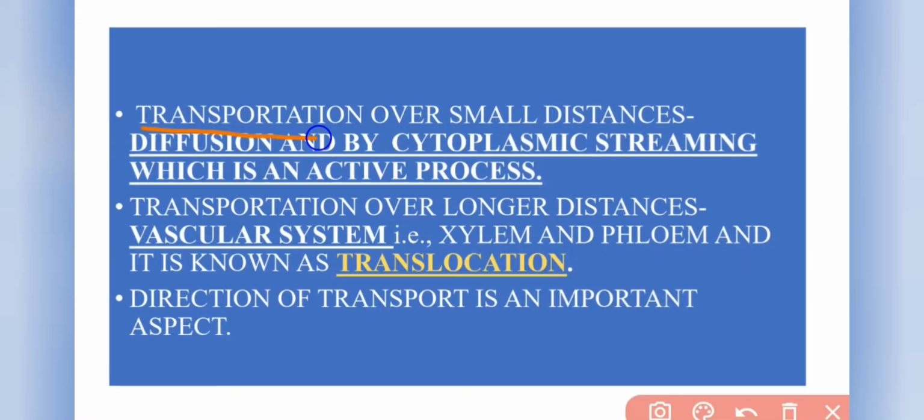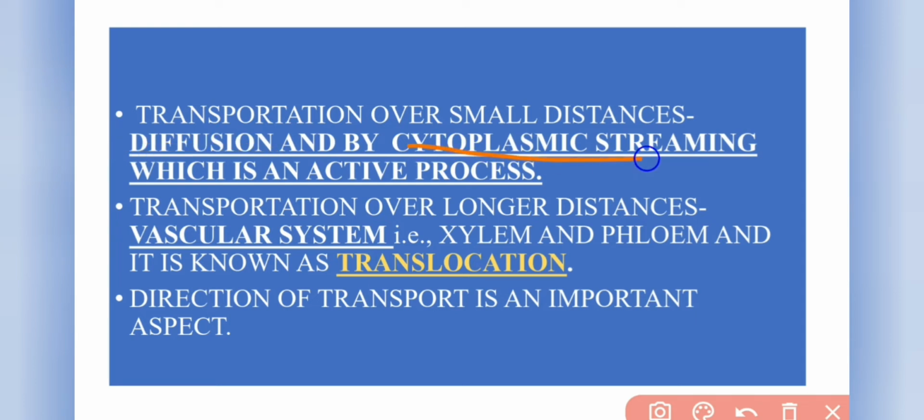Next, transportation over small distances takes place through diffusion and also by cytoplasmic streaming. Cytoplasmic streaming is an active process. Diffusion is the movement from higher concentration to lower concentration. Diffusion takes place in smaller cells, and cytoplasmic streaming takes place in larger cells.